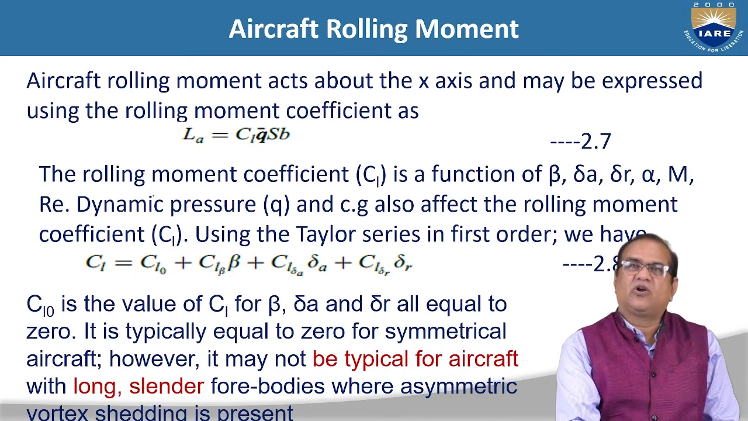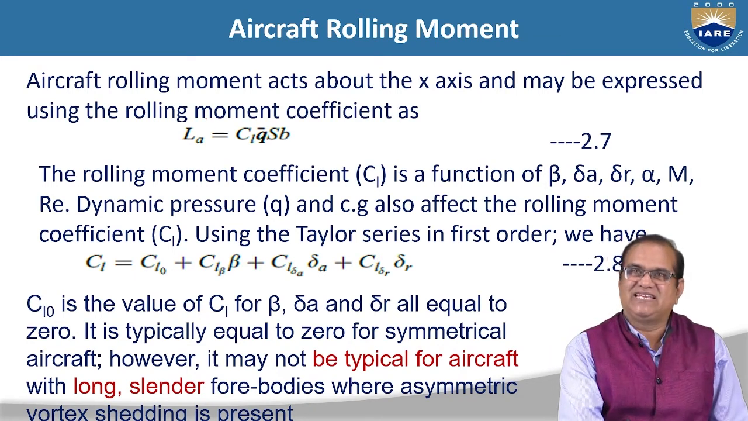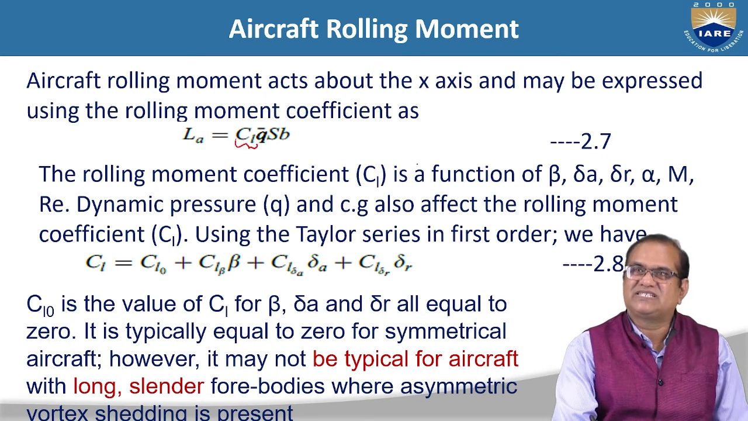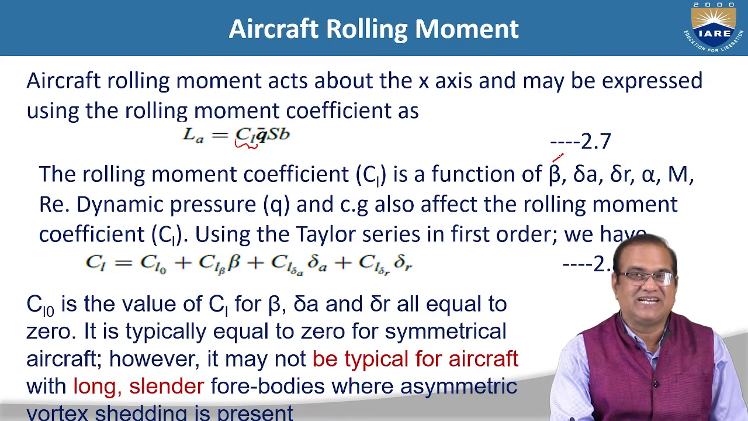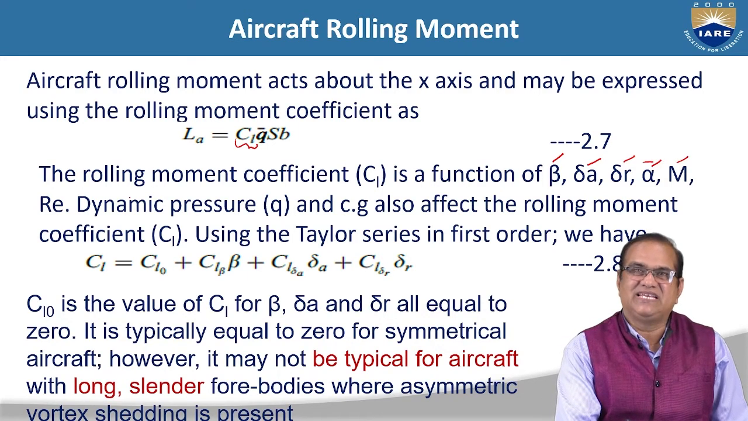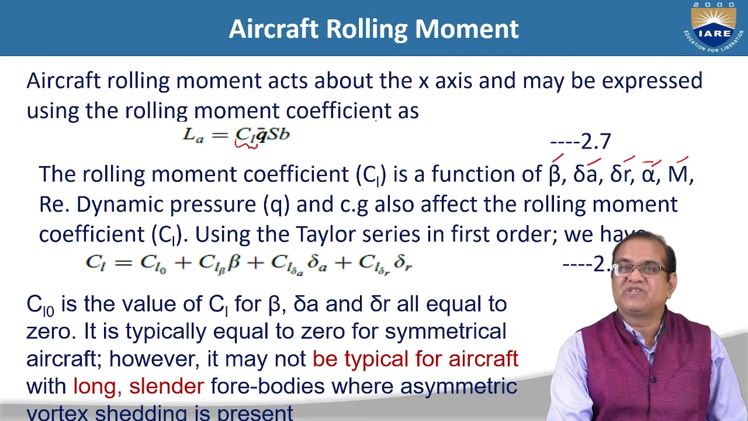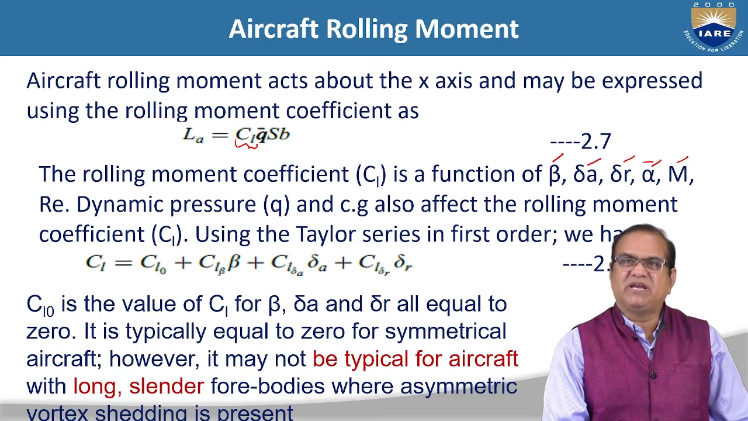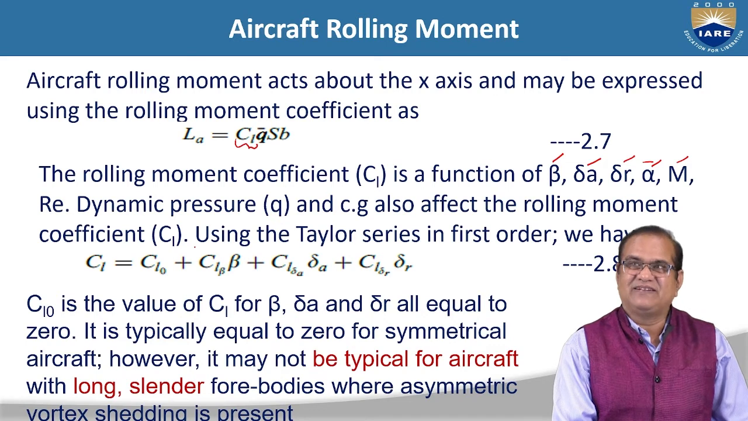Okay. So the rolling moment coefficient C_L depends upon beta, the side slip angle, delta A, the aileron deflection, delta R, the rudder deflection, alpha, the angle of attack, M, the Mach number, and Re, the Reynolds number. So these are the parameters which will affect the C_L. The dynamic pressure q and the CG also affect the rolling moment coefficient C_L.